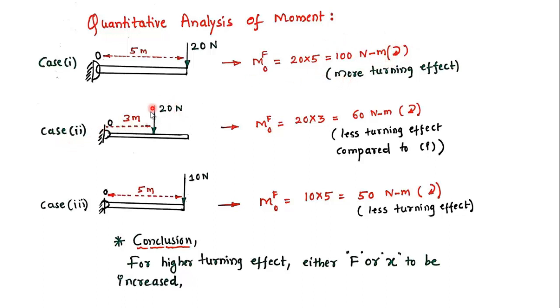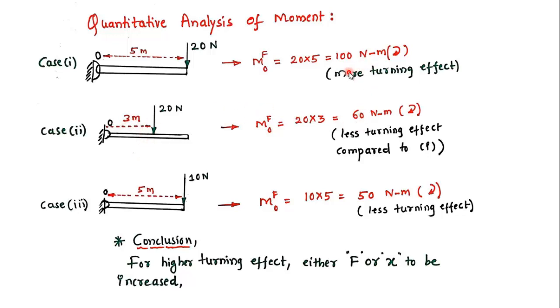Second case, the same force 20 Newton is acting at this point. It is not acting here, it is acting at this point 3 meter from point O. So if I have to calculate moment of this force with respect to point O, it will be 20 into 3. The direction is of course clockwise. Now the value is 60 Newton meter. Now when we compare this with case 1, this is less turning effect. So this same force, instead of acting at this point, is acting at this particular point. What we get is less turning effect of the rod. The rod will have less turning effect.